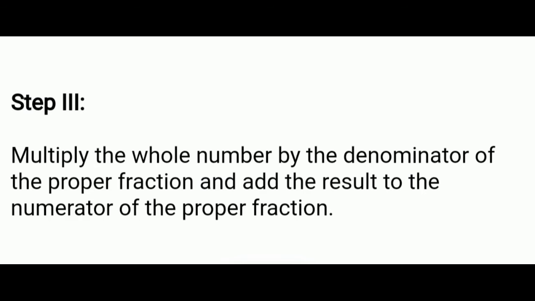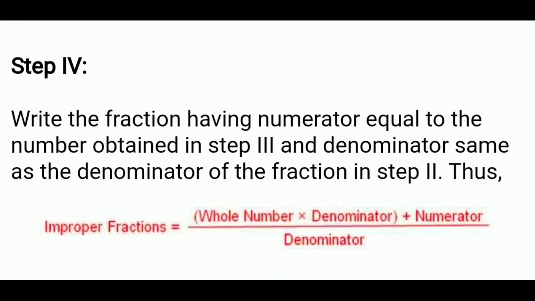Step 3: Multiply the whole number by the denominator of the proper fraction and add the result to the numerator of the proper fraction. Step 4: Write the fraction having numerator equal to the number obtained in step 3 and denominator the same as the denominator of the fraction in step 2. Thus, a mixed fraction can be converted as whole number into denominator plus numerator, by denominator.